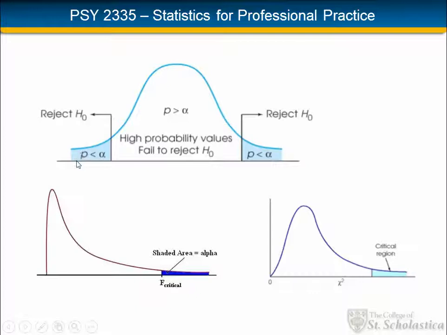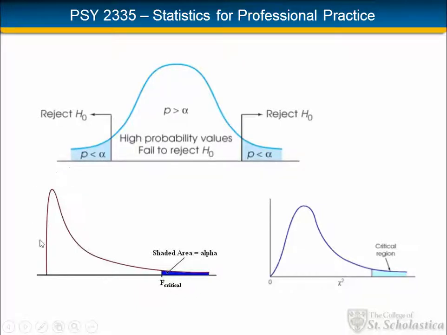Remember, the height here is a frequency, so it says this would happen only a small number of times compared to the things in the middle where the mean is. These would happen a large number of times. So out here in the tails, it's a low probability of happening.